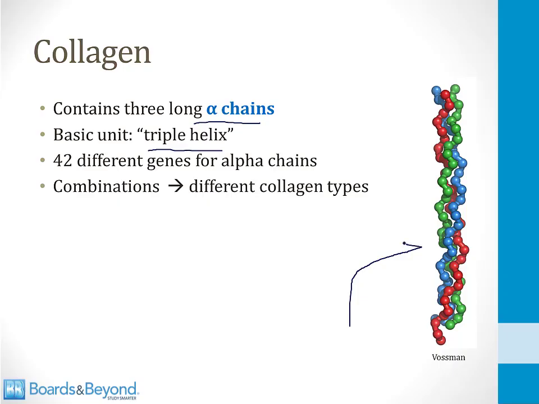This is a picture of one shown on the screen here. It's three long alpha chains linked together. And there are 42 different genes that have been described for alpha chains, and different combinations of alpha chain proteins give different collagen types to make up all the different types of collagen found in the body. Some are very stiff, some are more stretchy and flexible. They are all collagens, they just have different alpha chains.